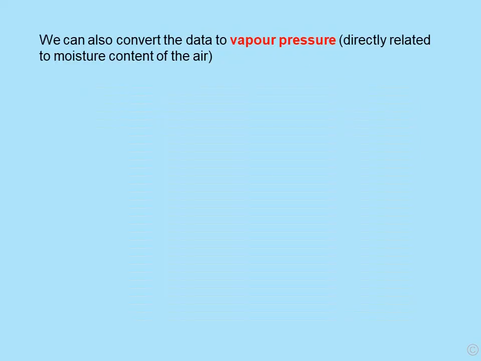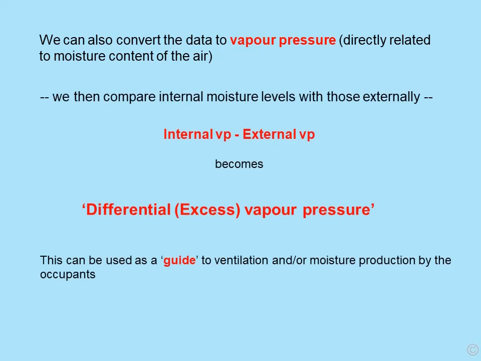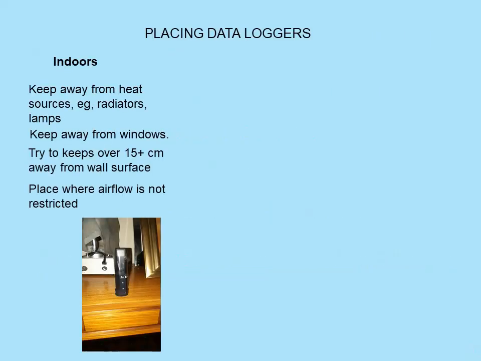We can also convert the data to vapor pressure. And of course this is directly related to the moisture content of air. So when we compare internal moisture levels with those externally, as we found earlier, it becomes the differential or excess vapor pressure. And it's very useful because it can be used as a guide to ventilation and or moisture production by the occupants.